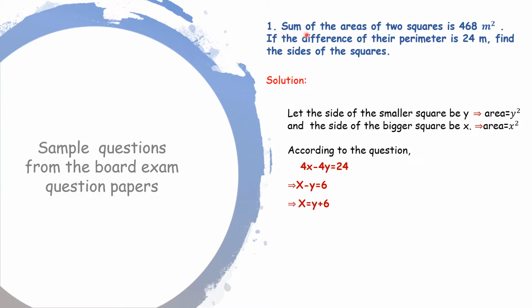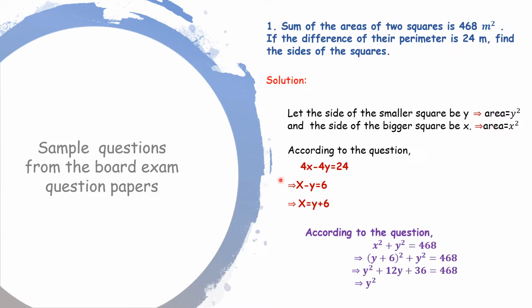Another piece of information is given to us: the sum of the areas is 468. So let us deal with that. We know the areas, so add them according to the question. Sum of their areas is equal to 468. So x square plus y square is equal to 468, and we know the x value in terms of y.